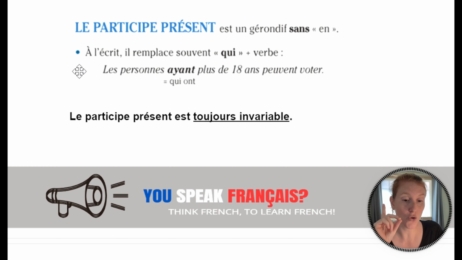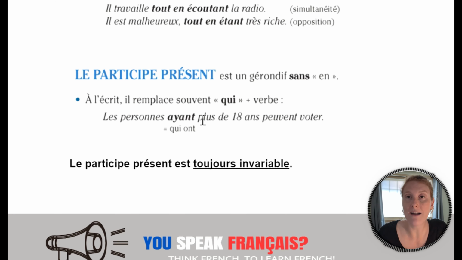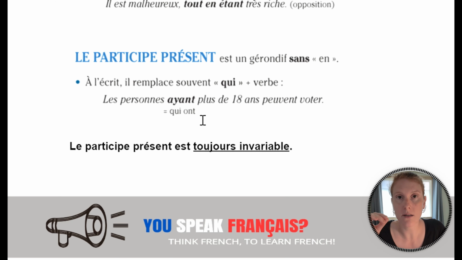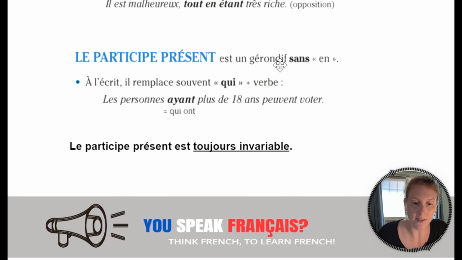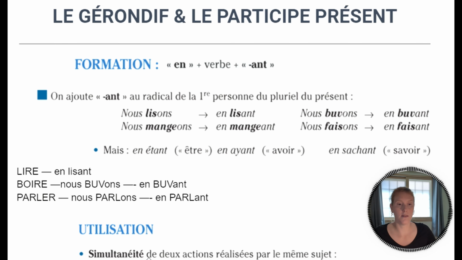Okay? And one thing to always remember, le participe présent, toujours invariable. Invariable means you do not change it based on gender or quantity of the subject. Okay? It doesn't change. Participe présent, as you can guess, is the verb followed by -ant, right? If you have en, you get the gérondif. And if you don't have en, you just get participe présent. Okay? So, this is the explanation of gérondif et participe présent.